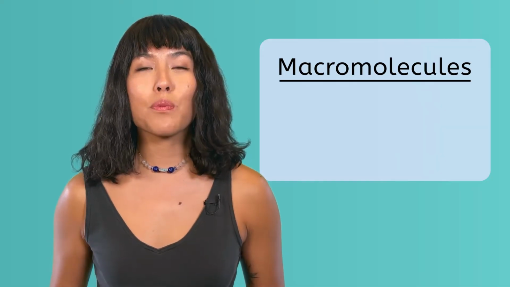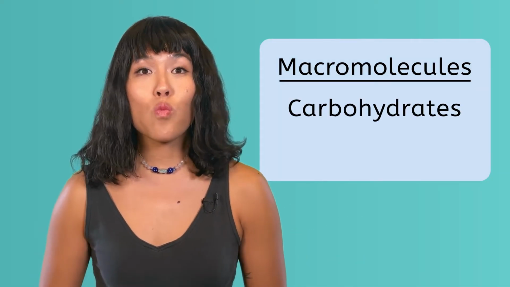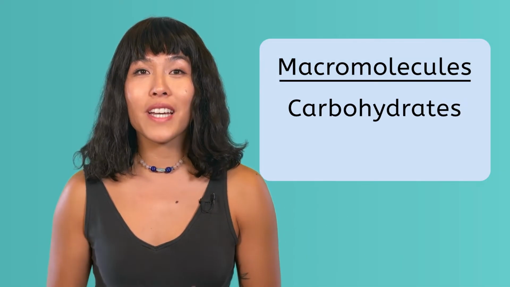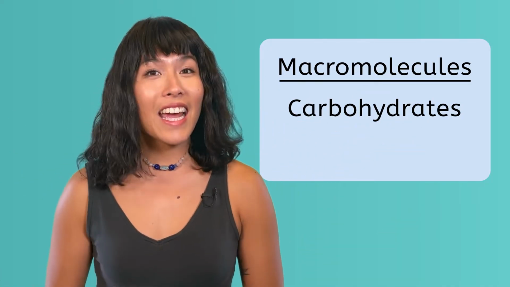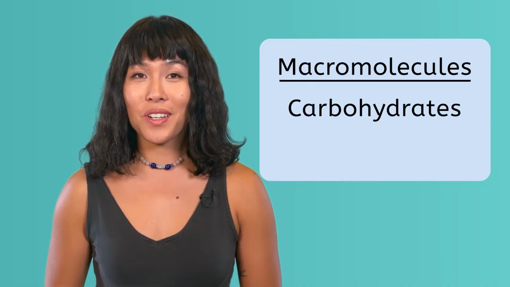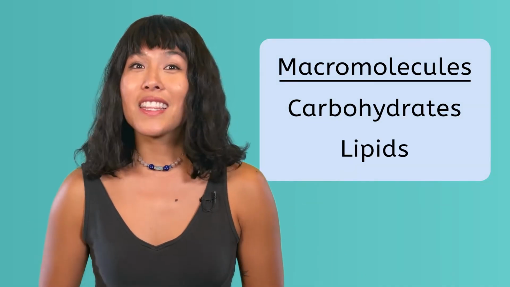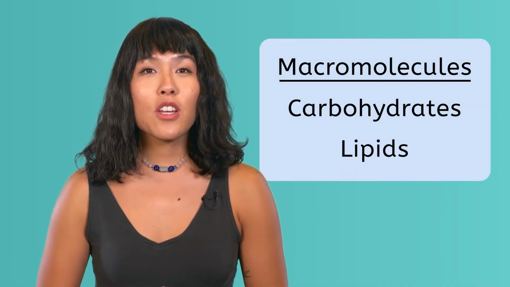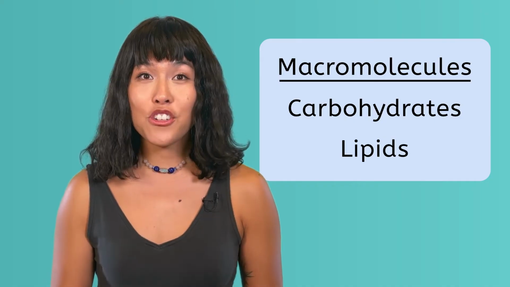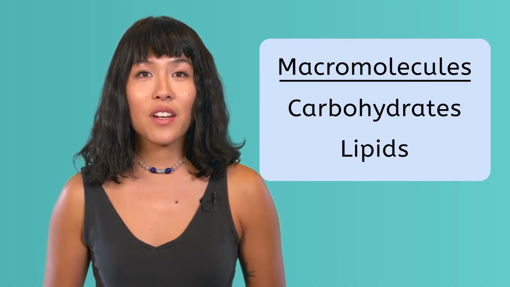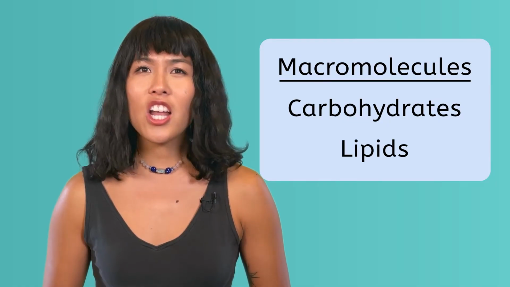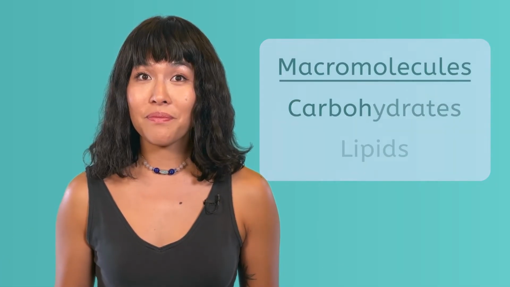Last time we explored carbohydrates, which are one of the 4 groups of organic macromolecules found in living things. Today we'll look at the next category, lipids. Like carbohydrates, lipids are made of carbon, hydrogen, and oxygen atoms bonded together. And also, like carbohydrates, not all lipids are the same.